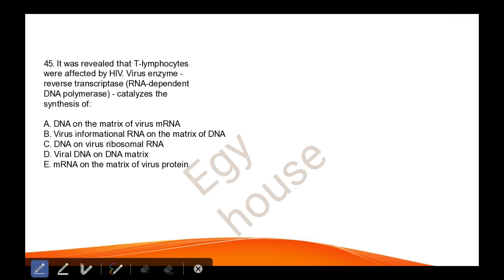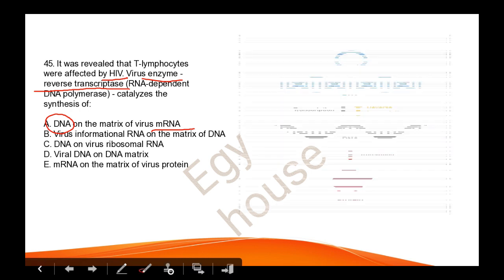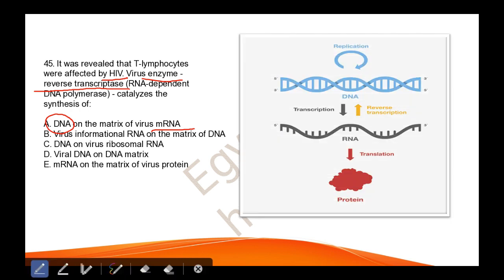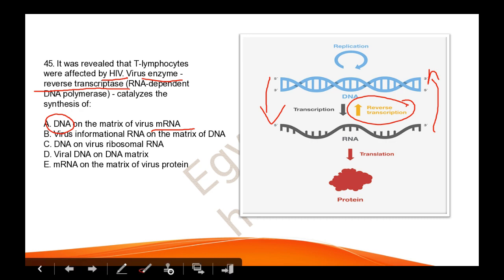Now we are discussing the HIV virus, which has the notorious enzyme reverse transcriptase that forms DNA from mRNA. You can see here the normal sequence of transcription is from DNA to RNA, but the reverse transcriptase does the reverse work, which is from RNA to DNA. This is one of the main points of its pathogenicity.